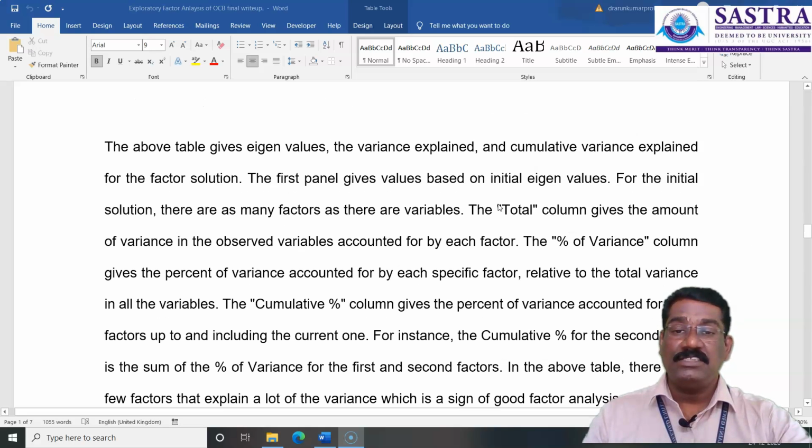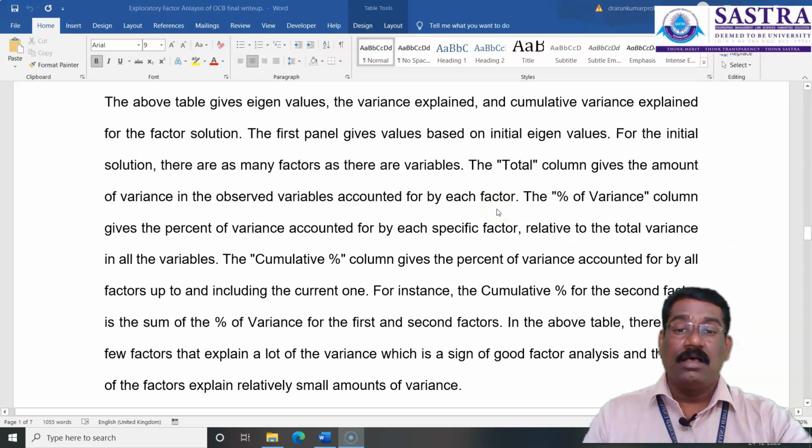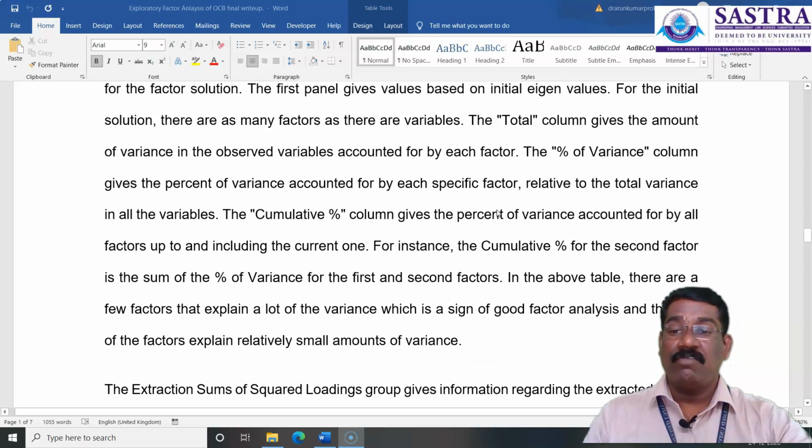The above table gives the eigenvalue, the variance explained, and the cumulative variance explained for the factor solution. The first panel gives values based on the initial eigenvalues. For the initial solution, there are as many factors as there are variables. The total column gives the amount of variance in the observed variables accounted for by each factor. The percentage of variance column gives the percent of variance accounted for by each specific factor relative to the total variance in all the variables.